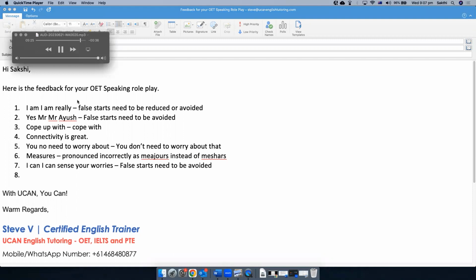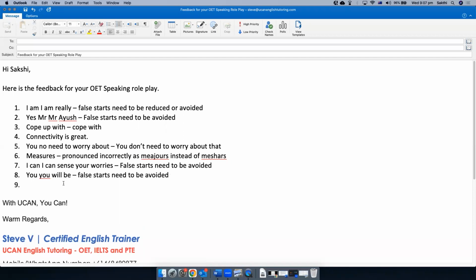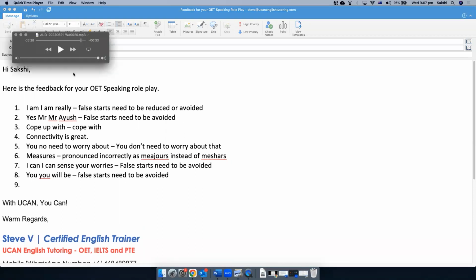You will be provided with some. You don't need to say you will be provided. This is again false starts. False starts need to be avoided, please. Pain medications such as ibuprofen and paracetamol so that you will definitely get a better relief from your pain. And in addition, I would like to let you know that if you do not see any improvement even after.